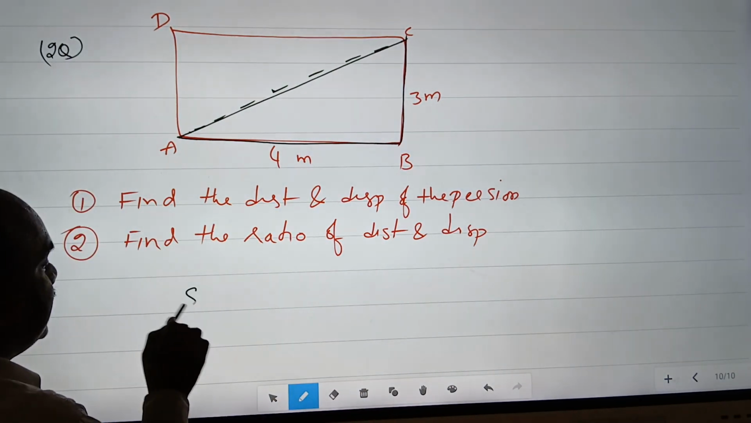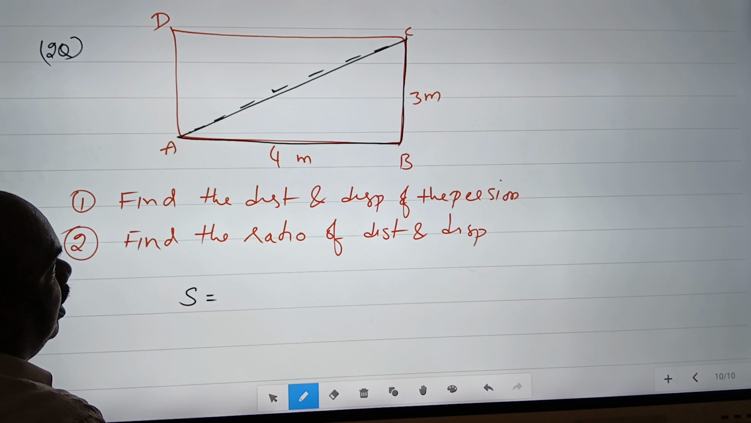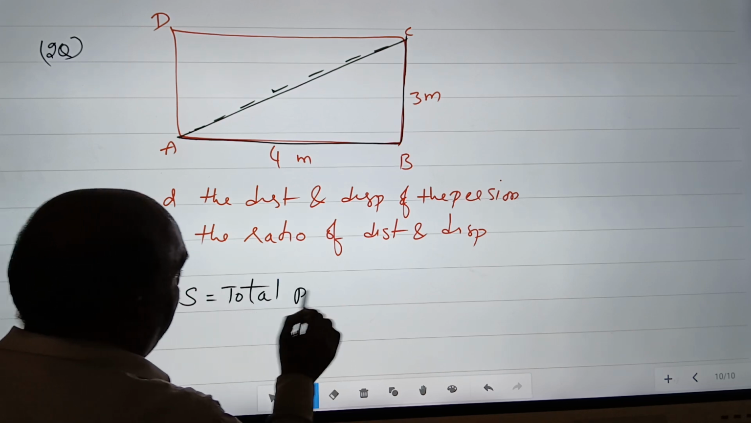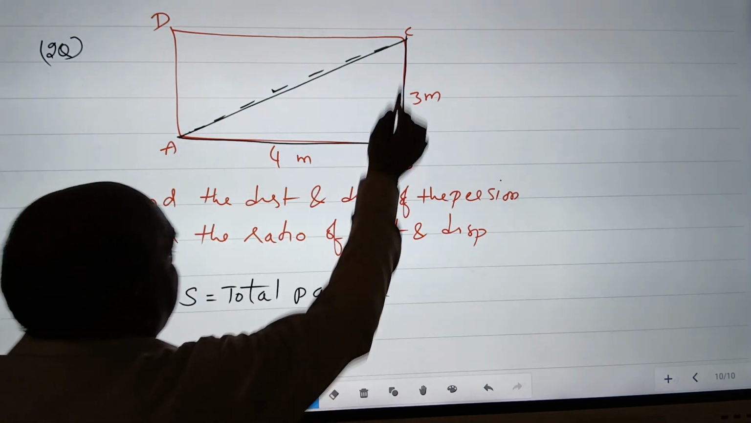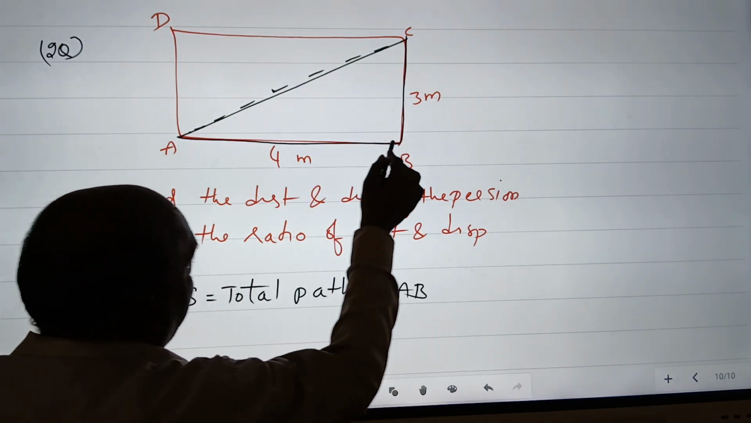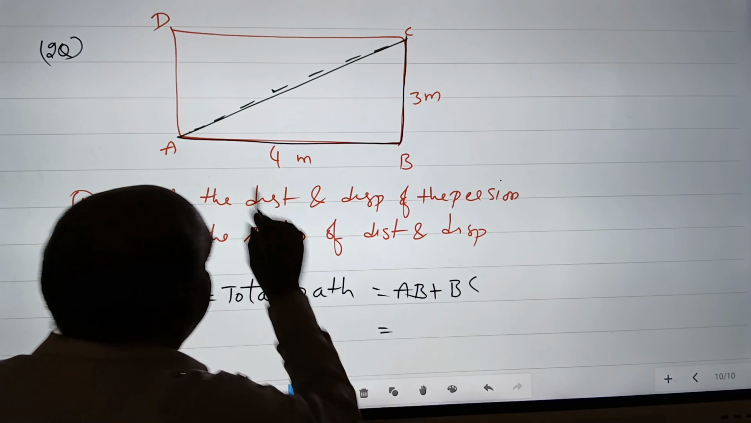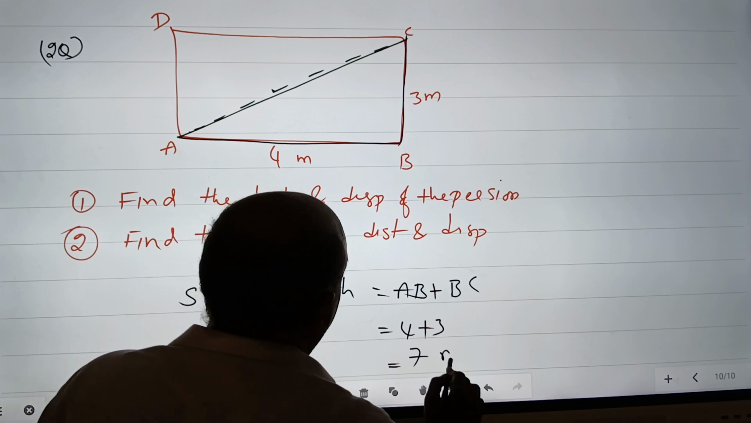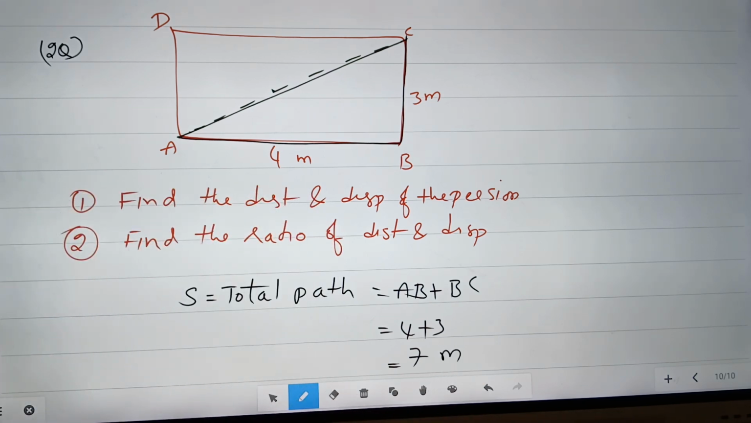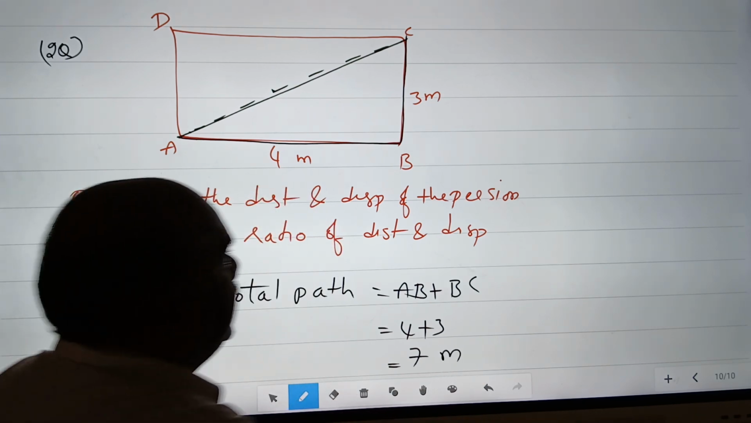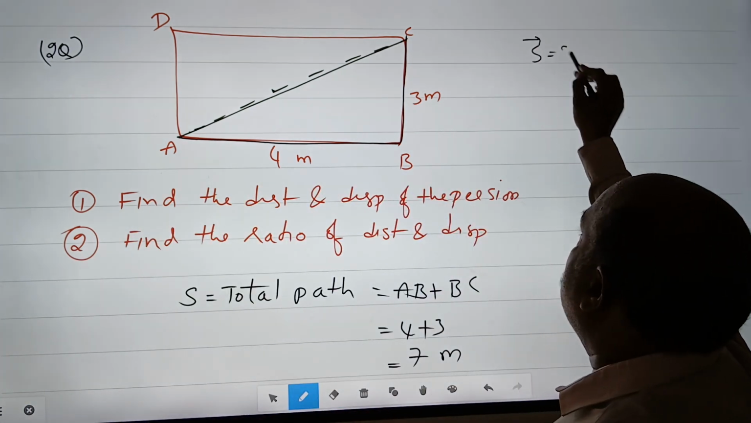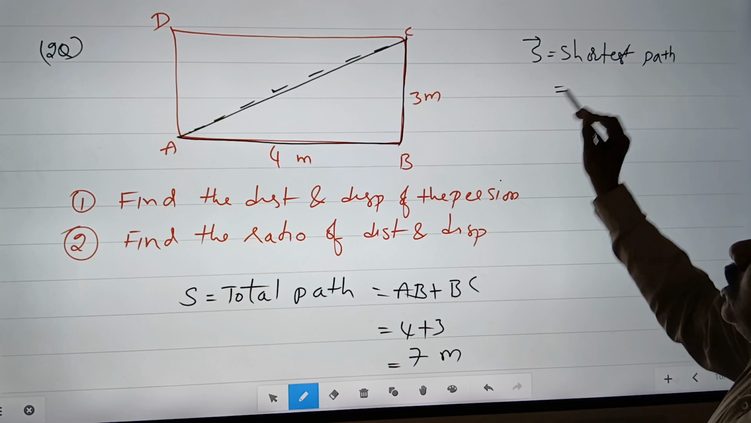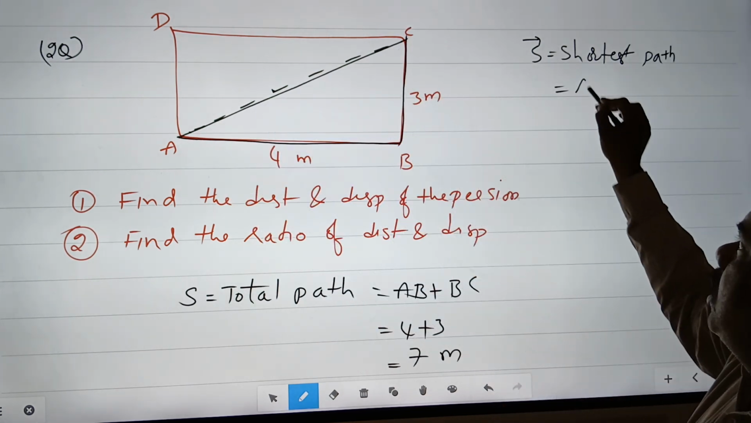Distance S is equal to, what is the formula? Total path covered by the body. What is the total path? AB plus BC. First he went from A to B, then after B to C. What is AB? 4, plus what is BC? 3. 4 plus 3 how much? 7 meter. This is the total distance travelled by the man. Now find the displacement. Displacement is equal to the shortest path between 2 points. Shortest path is A to C. Shortest path is always a straight line.